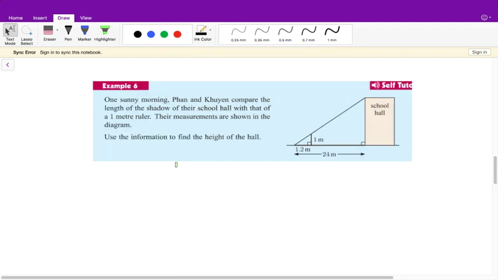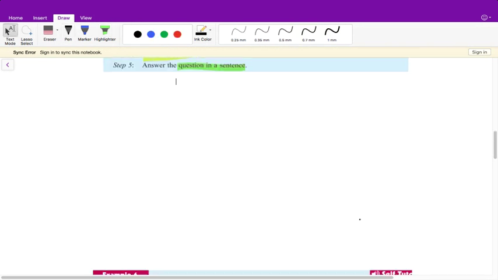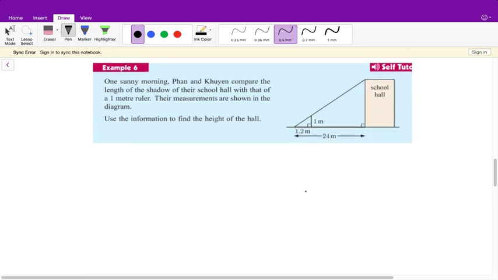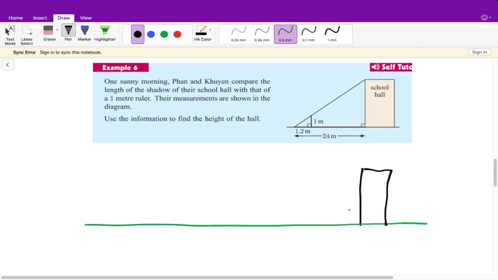All right, so for this problem, it says, one sunny morning, Fan and Kuyen compare the length of a shadow of their school hall with that of a 1-meter ruler. The measurements are shown in a diagram. So here's their school. Here's the ground. We know that this school is going to be perpendicular to the ground. So we know that it creates this right angle.